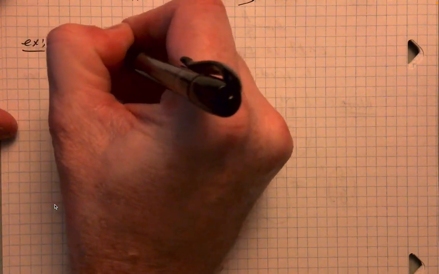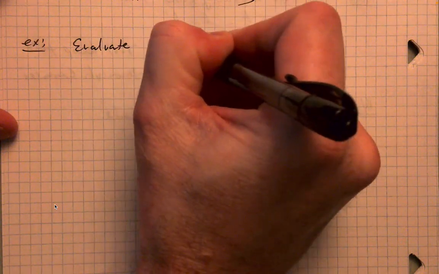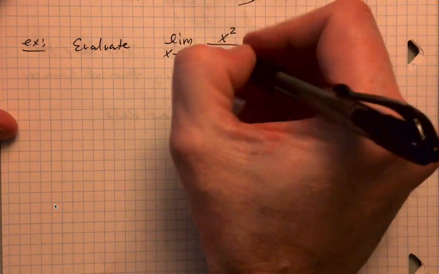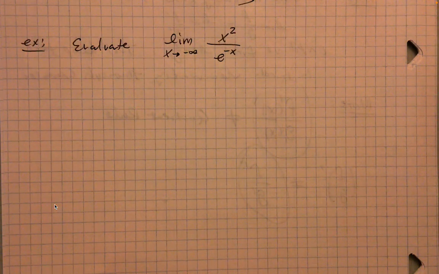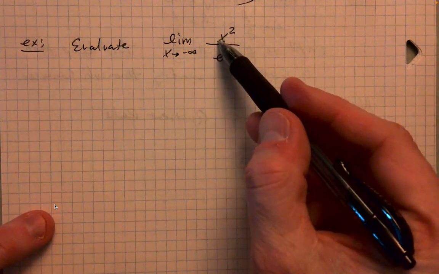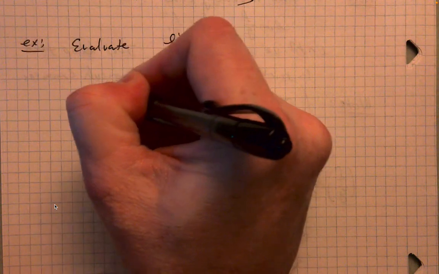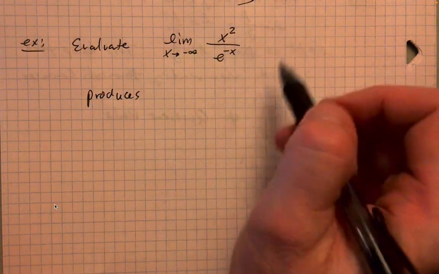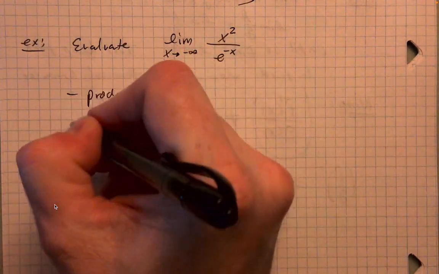Let's say we want to evaluate the limit as x approaches negative infinity of x squared over e to the negative x. Okay, direct substitution here is going to give us what? Well, if this was negative infinity squared, then it's infinity, and the bottom is e to the infinite power, so it's infinity over infinity, isn't it? Right. So this is going to produce that indeterminate form.